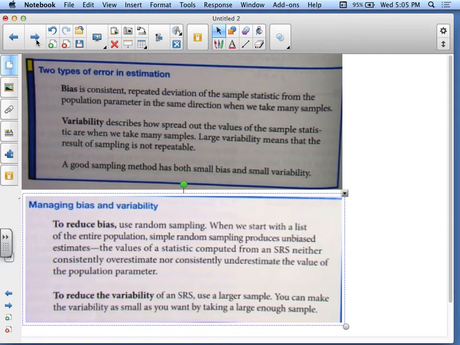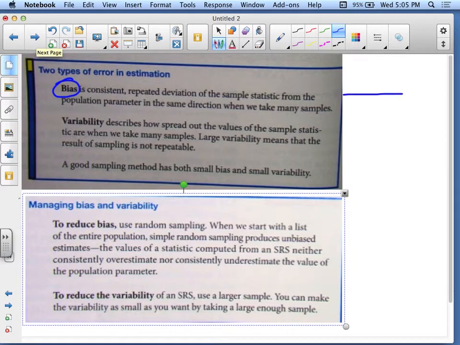All right, two types of error in estimation. Bias. Make sure that you know what bias is. It's how far from the true parameter we are getting. Okay, remember, if this is the true parameter, we want it close to this.